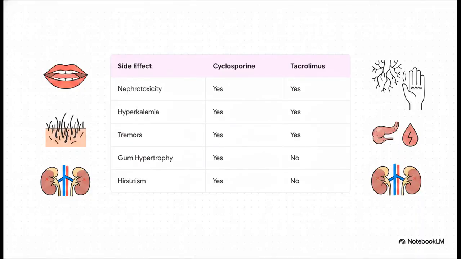Now let's look at the divergent toxicity profile, because the shared renal and vascular damage is a given, but the unique side effect matrices are how you actually distinguish these agents clinically. Cyclosporin exclusively drives that classic gingival hyperplasia, the swollen gums, and excess hair growth or hirsutism. Tacrolimus completely lacks these cosmetic effects, but it comes with its own aggressive profile. It is highly neurotoxic, causing resting tremors, and heavily diabetogenic, leading to impaired insulin secretion and new-onset fasting hyperglycemia.